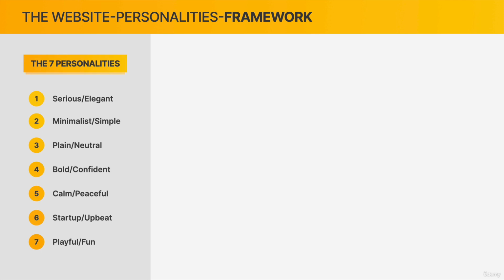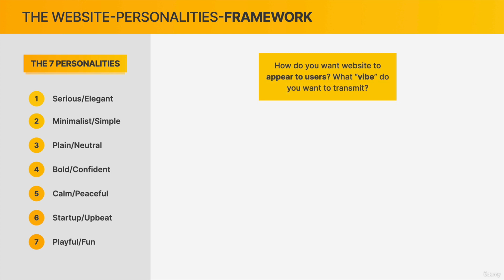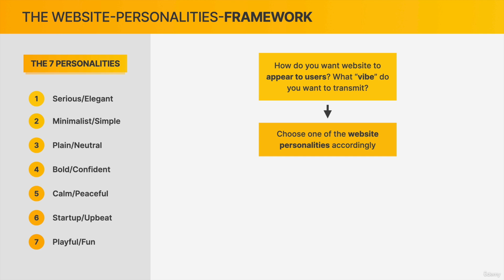So, when it comes to choosing the right personality for your design, think about what I just mentioned. So, think about how you want your website to appear to your users? What vibe do you want to transmit? Then, based on that, you look at the list of personalities and choose the one that best fits the vibe that you want to convey. Or, if that's easier for you, you can of course also directly choose one of the 7 personalities from this list. Also, you can choose multiple personalities if you want, but more on that by the end of this video.